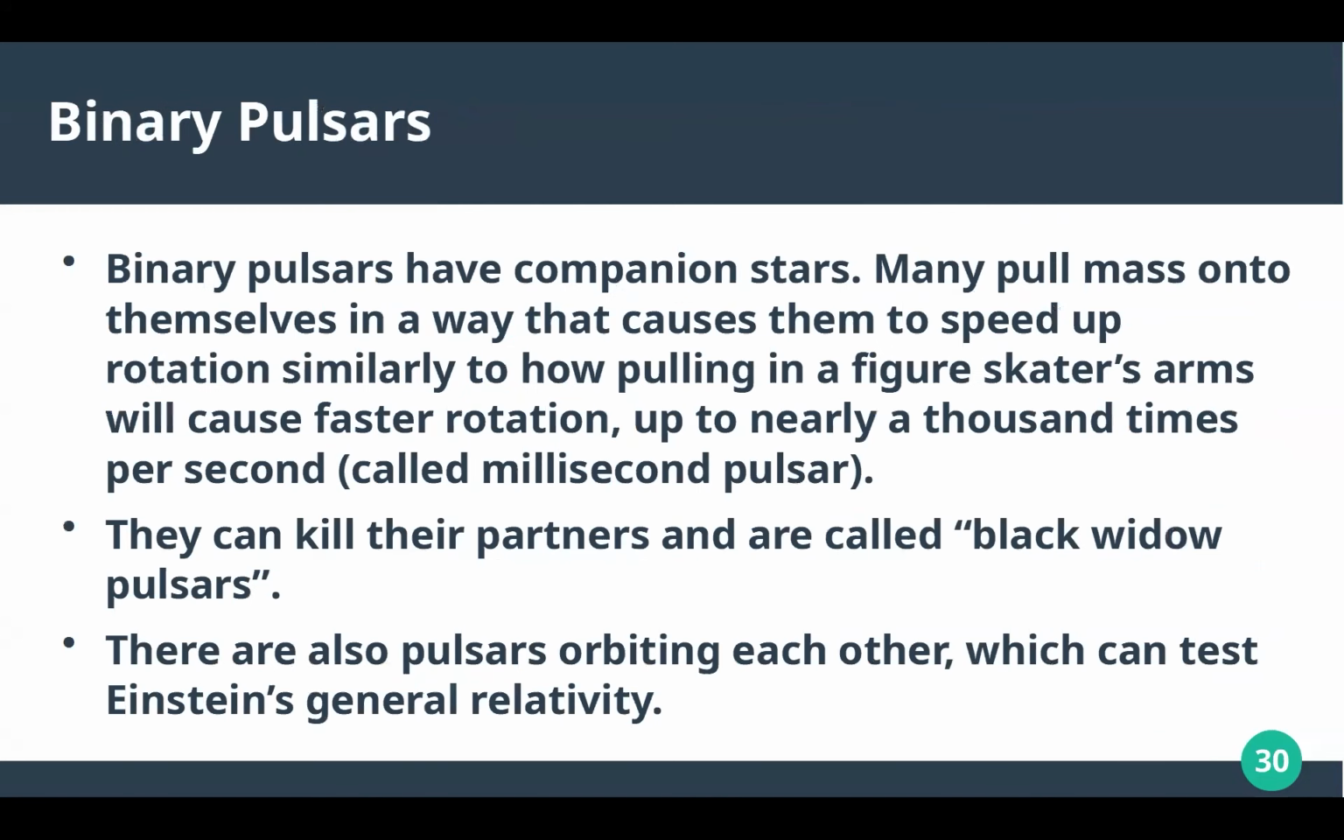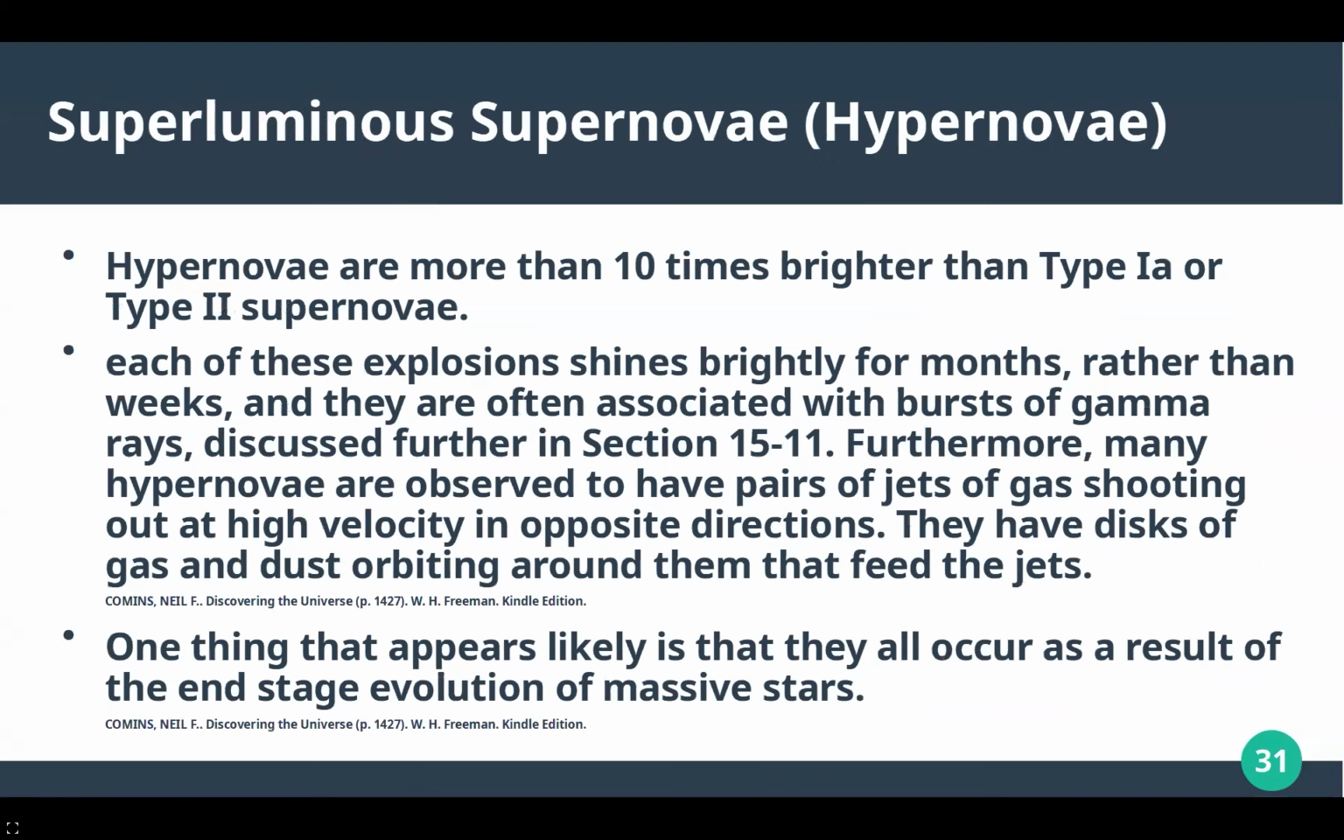Binary pulsars have companion stars. Many pull mass onto themselves in a way that causes them to speed up their rotation, similar to how pulling in a figure skater's arms will cause faster rotation, up to nearly 1,000 times per second, called millisecond pulsars. They can kill their partners, and these are called Black Widow pulsars. There are also pulsars orbiting each other, which can test Einstein's theory of general relativity.